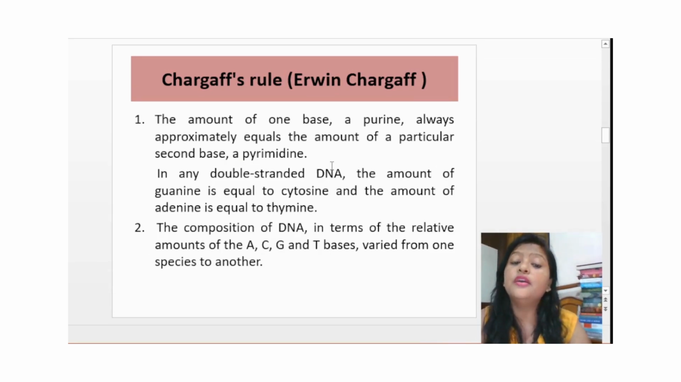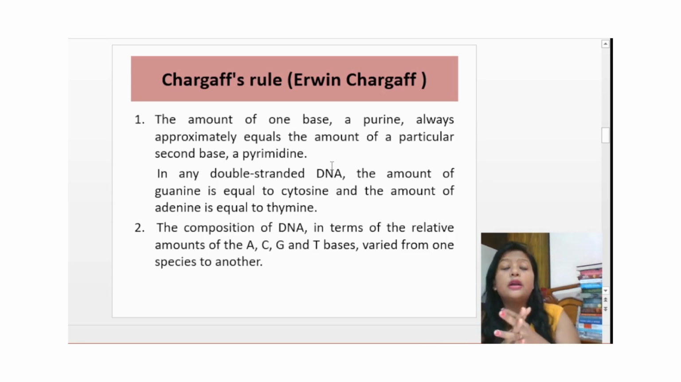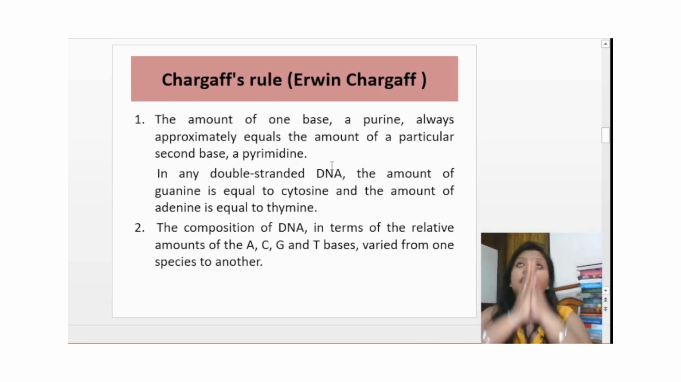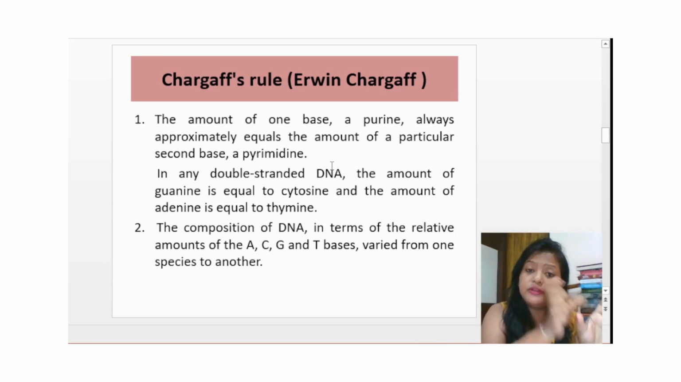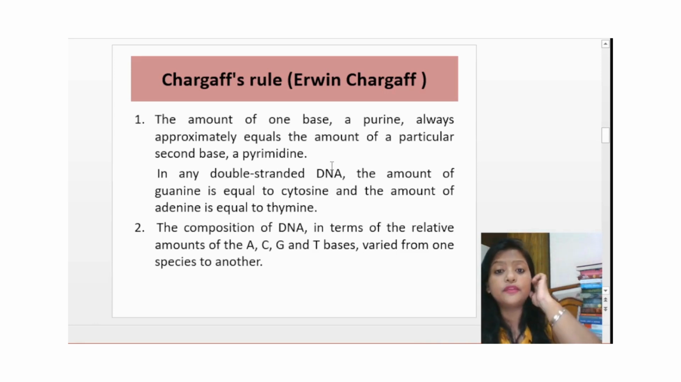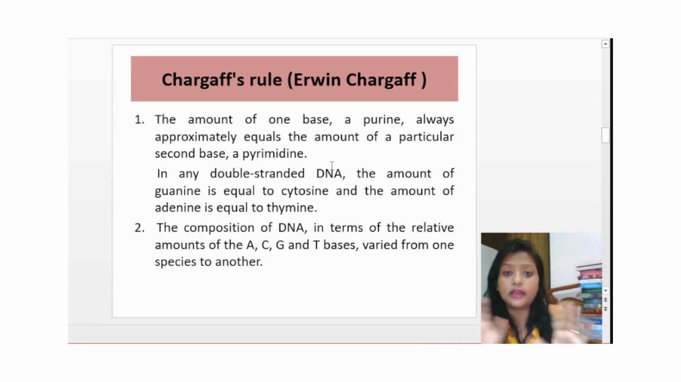Erwin Chargaff gave a rule by which you can understand the double helical structure of DNA. He said that the amount of one base is equal to the amount of the second base. That means we know there's a pairing between purine and pyrimidine. So the amount of purine bases will be equal to the amount of pyrimidine bases. Understood this one?